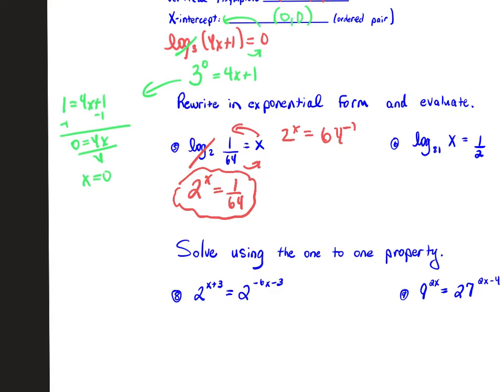Can I make the bases the same? And absolutely I can. I can say 2 to the x. I can rewrite 64 as 2 to the 6th power, and then I'm going to just multiply that by the negative 1. Now that my bases are the same, I can cross them out, and I say x equals negative 6. So there's 2 parts to the answers for this question.